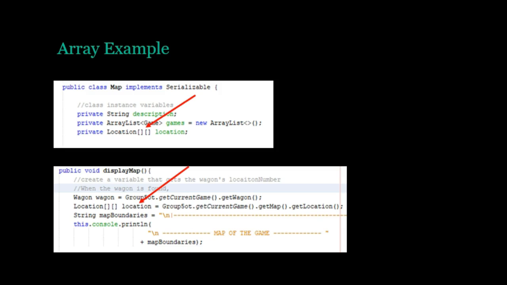Here's an example of an array in our game. In the map class, there's a two-dimensional array for the locations. It's created as a variable and then called within the display map function. It is set to be the current location within the map and in the current game.